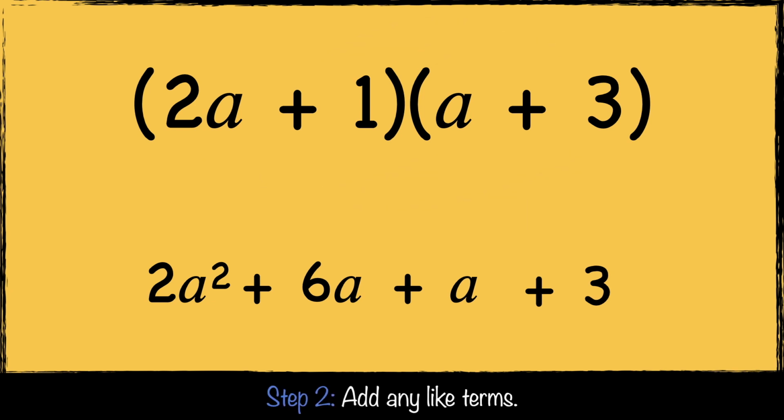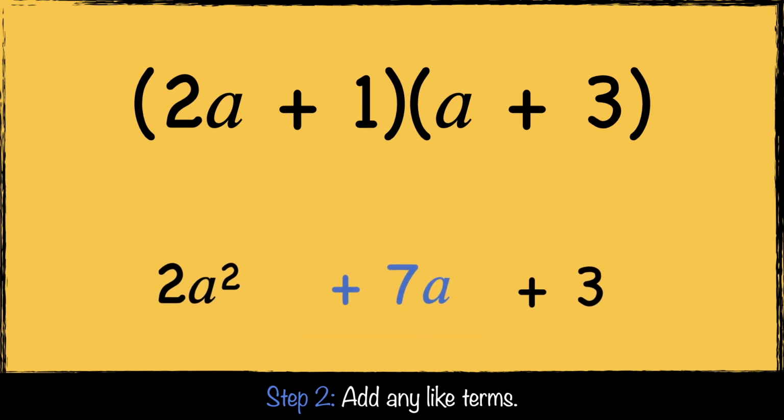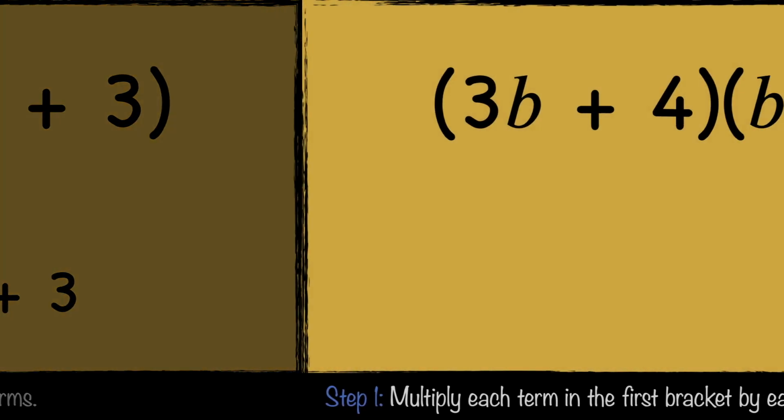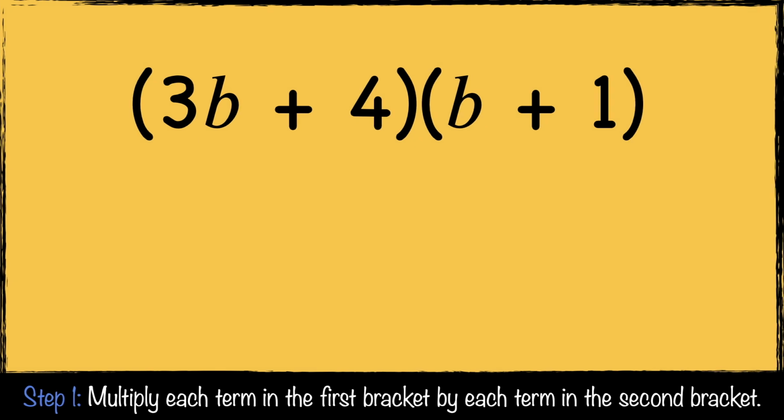Now we need to simplify by combining like terms. 6a and a are like terms, so we can add them together to get 7a. So the simplified expression becomes 2a squared add 7a add 3. Here's the next example.